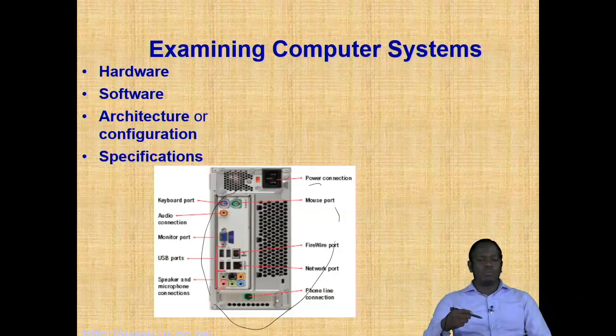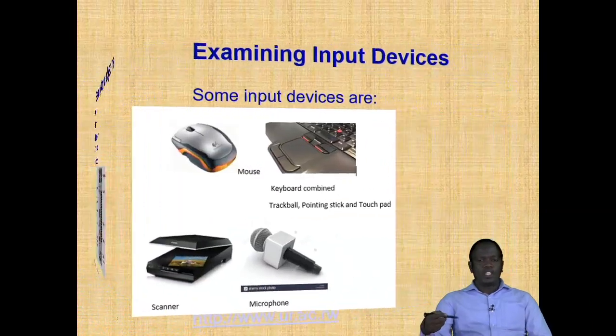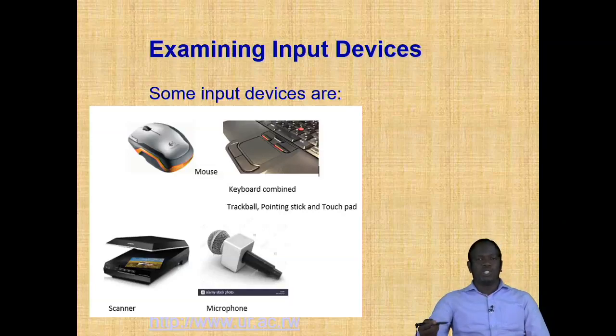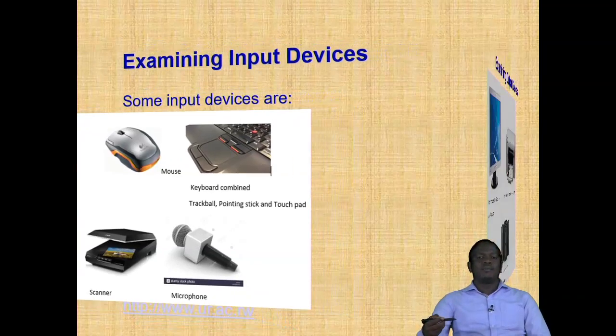As you can see in the image here, it shows the back side of the computer, which we call the CPU, Central Processing Unit, where you can see the ports. Each port can be referred to input devices and output devices. Examining input devices, we have a mouse, a keyboard with the combined track bar and the pointing stick. And we have also the microphone, which is one of the input devices, and also the scanner.